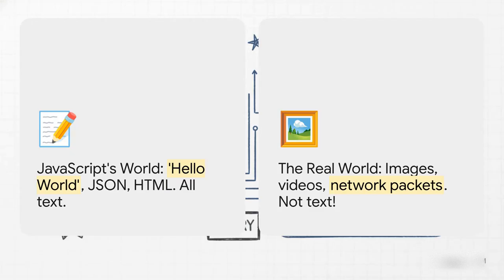Yeah, and this slide really nails the whole issue, right? On one side, you've got JavaScript's world. It's all neat, tidy text. Think hello world or some clean JSON. But then you have the real world, which is full of image files, video streams, this messy binary stuff. You just can't treat them the same. It's like trying to read a photograph as if it were a novel. It's just not going to work. You'll get gibberish, corrupted data, and a very unhappy application.